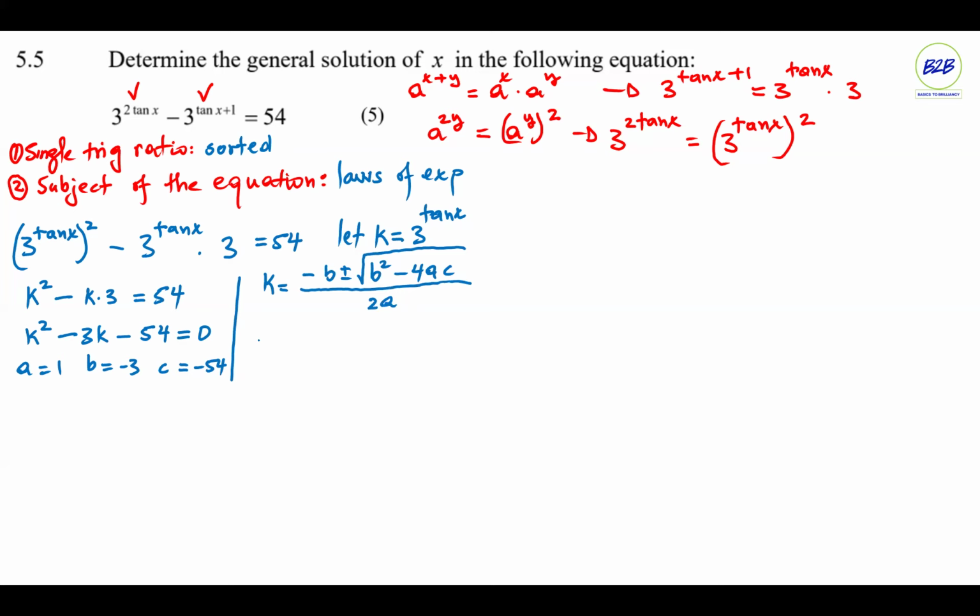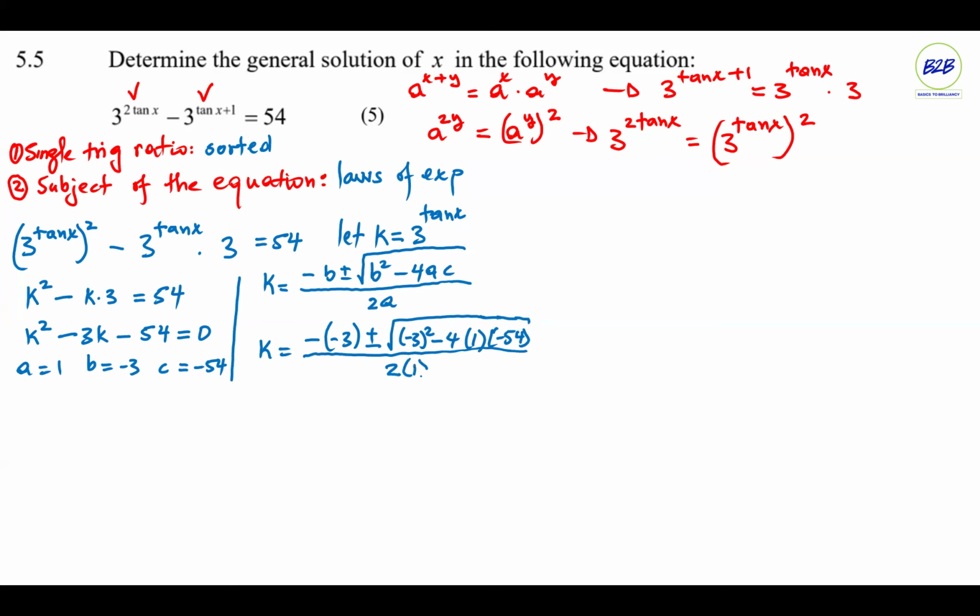Right. Then we substitute within that quadratic formula. B will be minus 3. In the place of B squared, we substitute minus 3 all squared. In the place of A, we substitute 1. In the place of C, we substitute minus 54. And we say all divided by 2A.